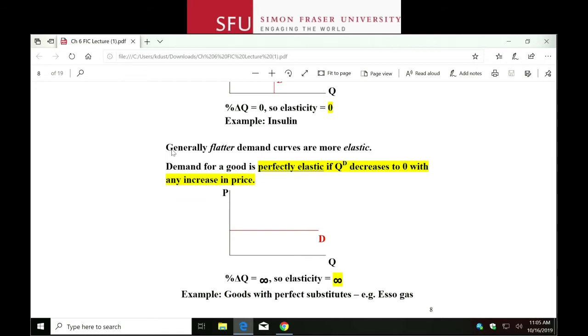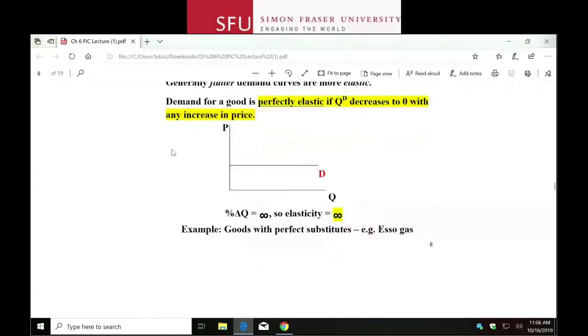So all gas is the same. You don't care then where you get it from. If you've got two gas stations that are right next to each other and one is even 1 cent cheaper per liter, you're going to go there, you're going to fill up your car, and you're going to get 0 at the other one where it's more expensive, right? Okay, so perfect substitutes. All right, so this leads into the next discussion, which is what affects elasticity.